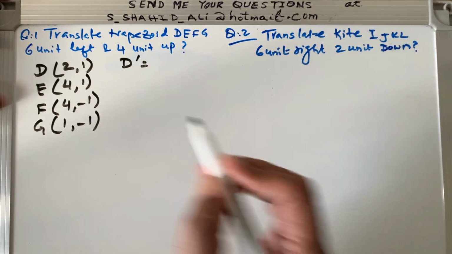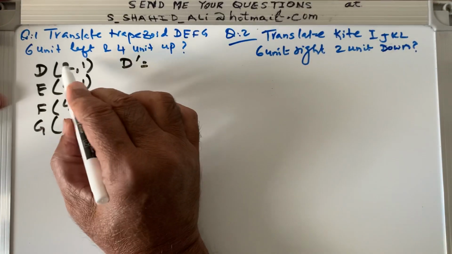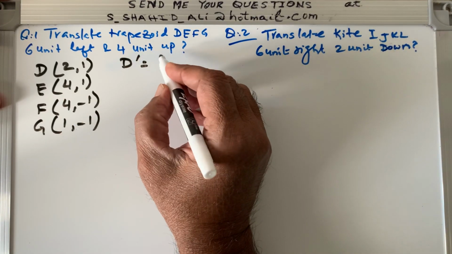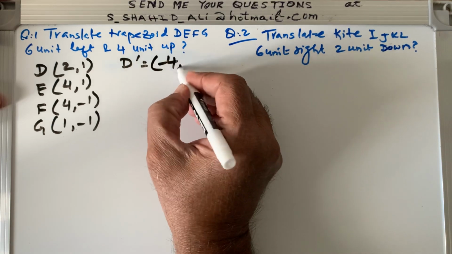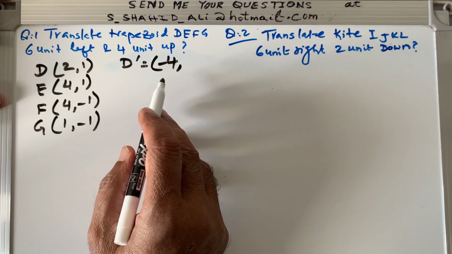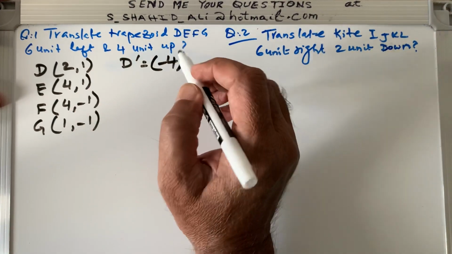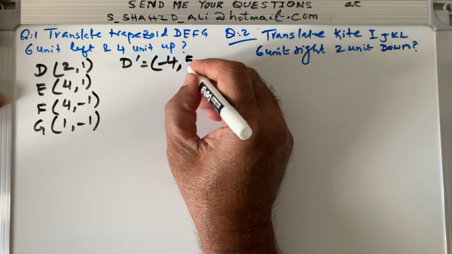We learned in the previous video how to translate, right? So 6 units left, that means minus 6. So 2 minus 6 is minus 4. So it's simple math, or simple algebra. 2 minus 6 is minus 4. And what about Y? 4 units up. So 1 plus 4, right? So 1 plus 4 is 5.